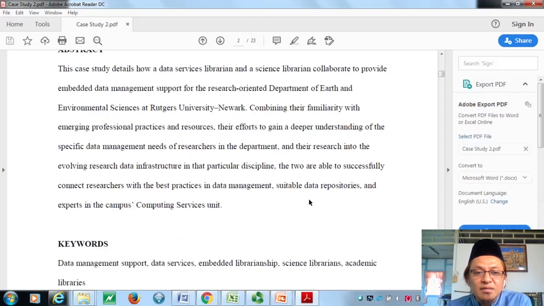Let's go through the abstract. This case study details how a data services librarian and a science librarian collaborate to provide embedded data management support for the research-oriented Department of Earth and Environmental Sciences at Rutgers University Newark, how do you pronounce that? Combining their familiarity with emerging professional practices and resources, their efforts to gain a deeper understanding of the specific data management needs of researchers in the department and their research into the evolving research data infrastructure in that particular discipline.